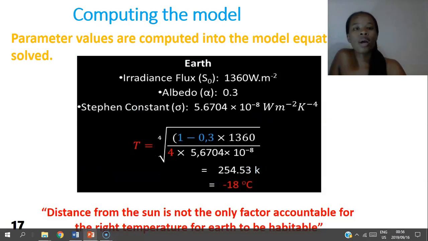And the parameter values for the model that they developed were computerized, because when it comes to numbers, we need computers, as I've said before. And then they came up with a temperature of minus 18 degrees. Minus 18 degrees is impossible for life to live on this Earth. So a conclusion was drawn that distance from the sun is not the only factor accountable for the right temperature for the Earth to be habitable, meaning that the real world problem was not solved. They had to go back to their step 2, which is model development. And in their step 2, they added the light and the air.